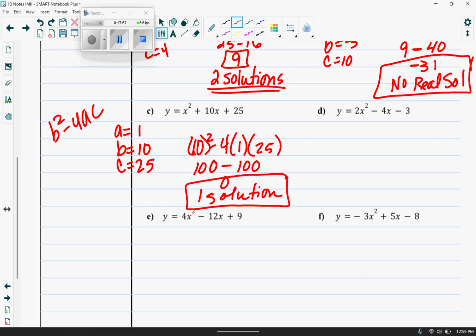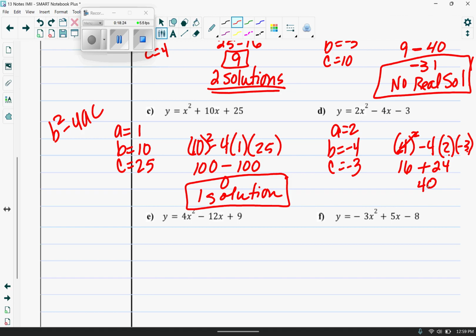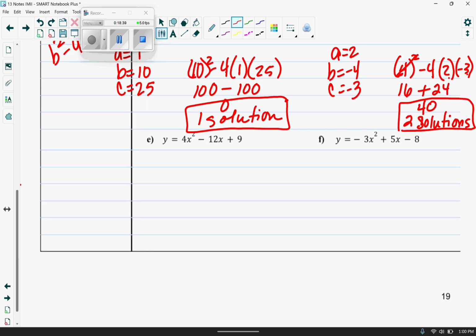On D, I'm going to say my a value is 2, b value is negative 4, and c value is negative 3. b squared is negative 4 squared minus 4 times a times c. Negative 4 squared is 16 plus 4 times 2 is 8 times 3 is 24. This gives me 40. And 40 is positive, so I have two solutions. And the last two, try them on your own, pause me, and then come back to me.